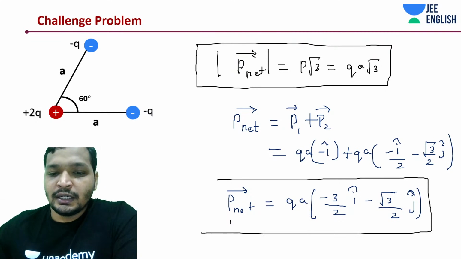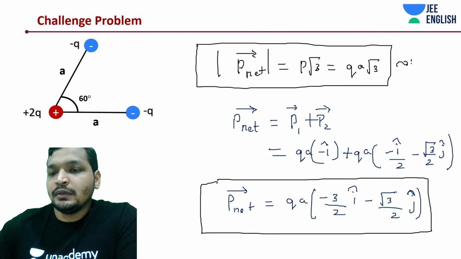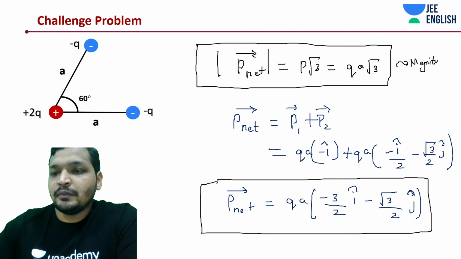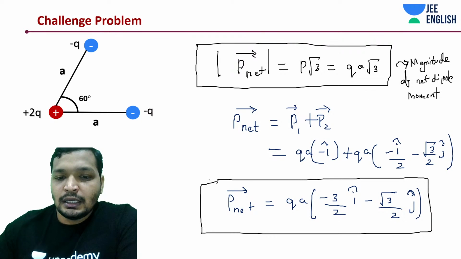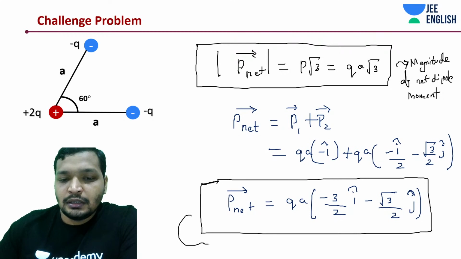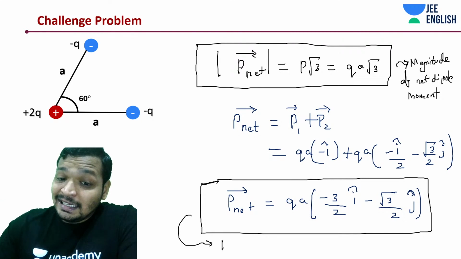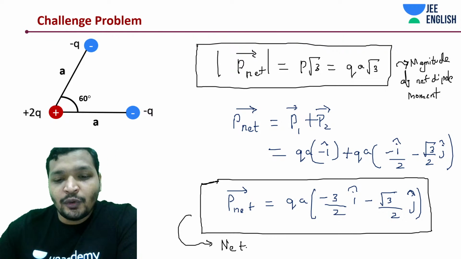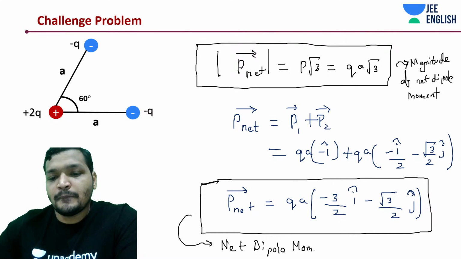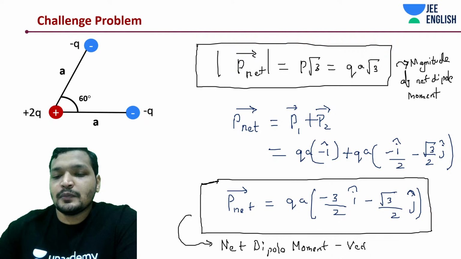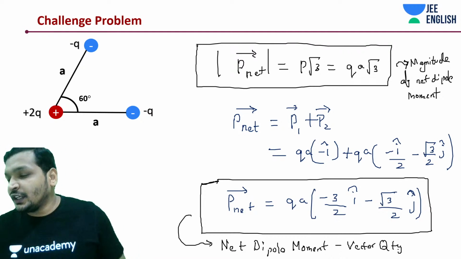What we calculated earlier was not net dipole moment but rather the magnitude of net dipole. Believe this should be clear, and this is going to be what? Net dipole moment, a vector quantity. Believe this is clear. From now onwards, we need not do this.